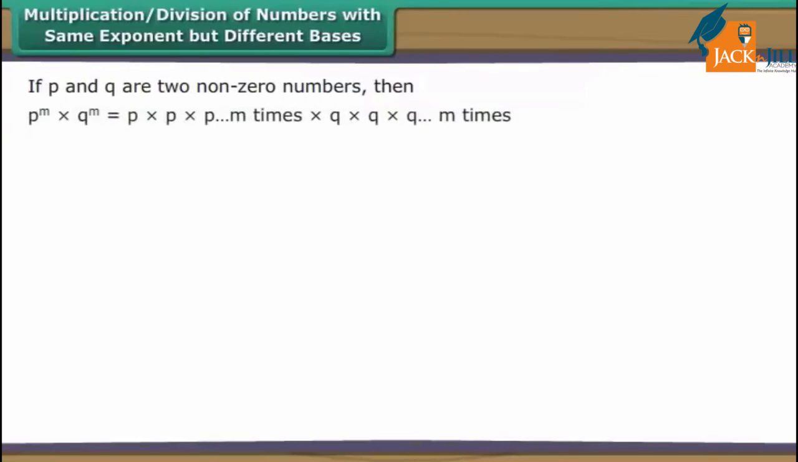Multiplication, division of numbers with same exponent but different bases. If p and q are two non-zero numbers, then p raised to the power m into q raised to the power m, which is equal to p into p into p till m times into q into q into q till m times, which equals p into q into p into q till m times, which is equal to pq raised to the power m.